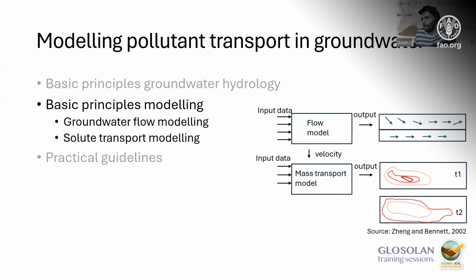Okay, that was very brief on the groundwater flow modeling. Now we take the step to the solute transport model. So we built our flow model. We have our flow model output, so we know how the water in the groundwater system is moving. The variable that we need for our mass transport model is mainly the velocity of your water in the system. And then we add additional input, and then we can simulate how our pollutant is going to be transported.